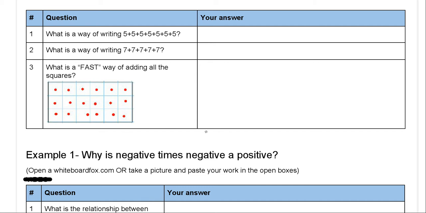So what's the way of writing 5 plus 5 plus 5 plus 5 plus 5? Well, it looks like we have 7 times 5, which is 35. What's a way of writing 7 plus 7 plus 7 plus 7 plus 7? Well, we could say we have 5 groups of 7, which is 35.